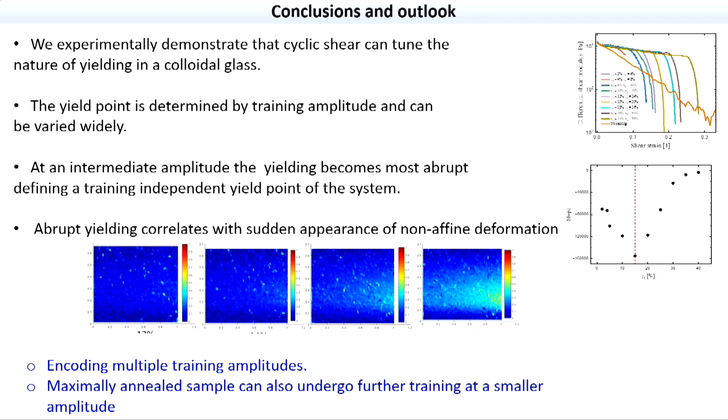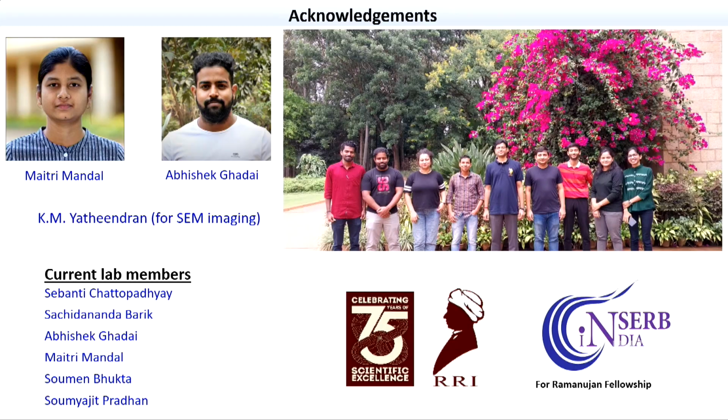So if the potential energy is already at a minimum, then if you perturb it around that, it should not minimize further. But it looks like there is some effect, that around that also something is evolving. So I don't know how to think about it, maybe there is some interaction, some additional residual interaction. So that part you have to think more about. So this is what a maximally annealed sample can also undergo: further training at small amplitude and so on.